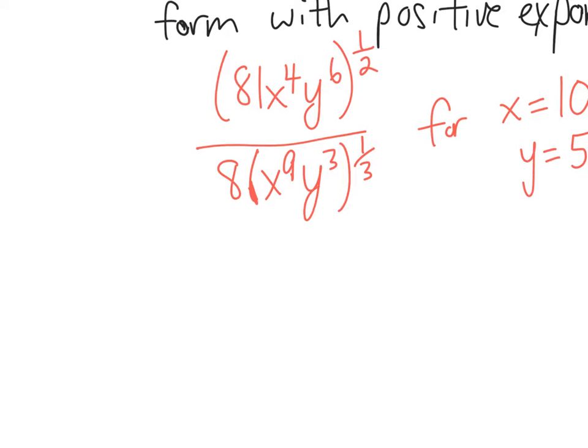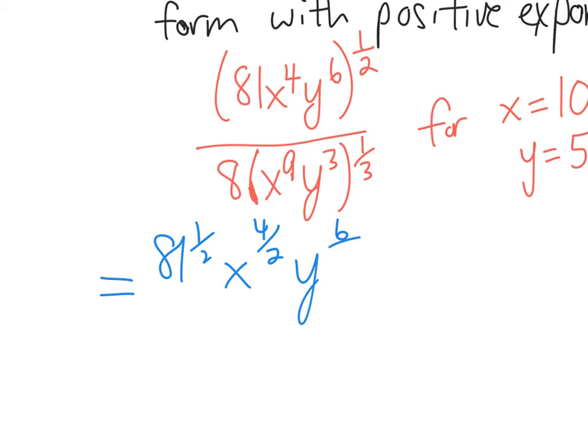Well, let's keep it in exponential form, and let's bring in that exponent of a half using the power rule, which will allow us to simplify further. So the numerator becomes 81 to the half, then x to the exponent 4 times a half, which is 4 over 2, and then y to the exponent 6 times a half, which becomes 6 over 2, and the numerator's bracket is simplified. The denominator has an 8 on the outside, so we leave it there.